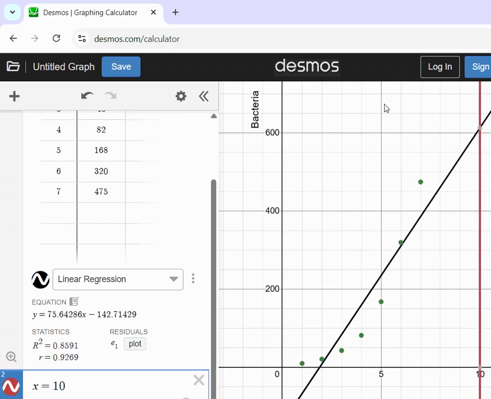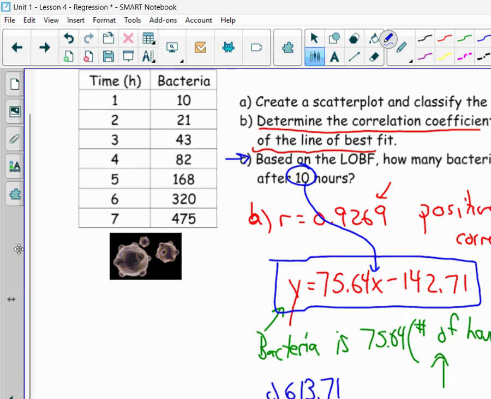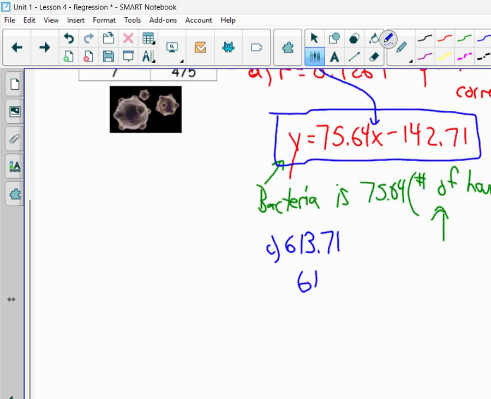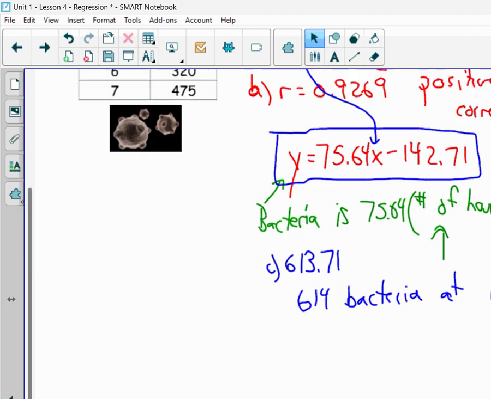If you click where they hit, it actually brings up a gray dot. Can you see it right there? If I click it, it tells me what the value is. So 613.71 bacteria. Now, I guess you can't really have part of a bacteria, so let's round that off to 614 bacteria at 10 hours. That would be an example of extrapolation because we've gone beyond our data.